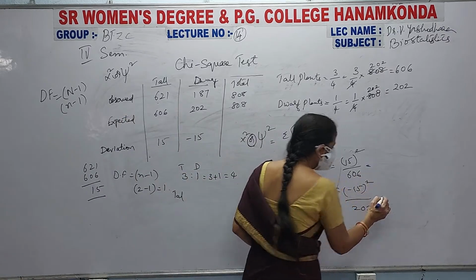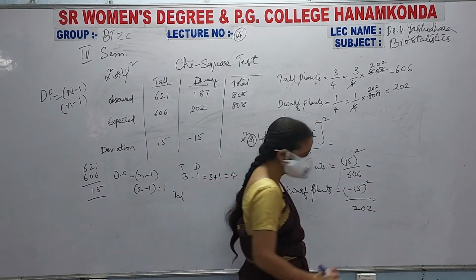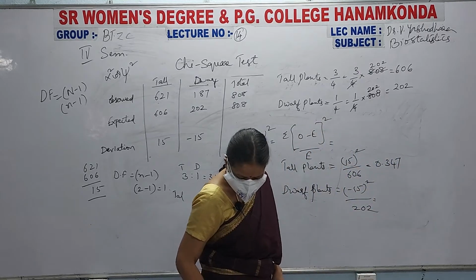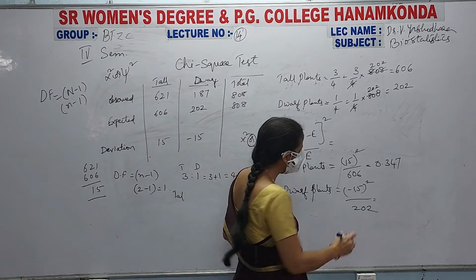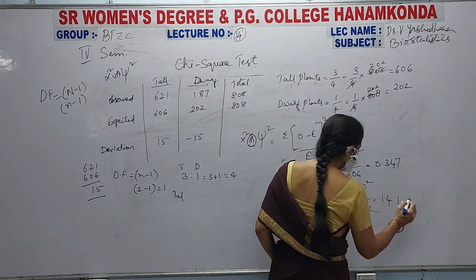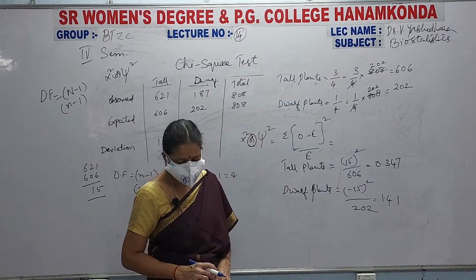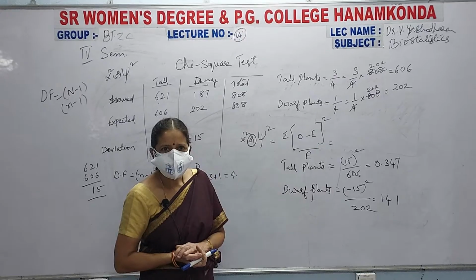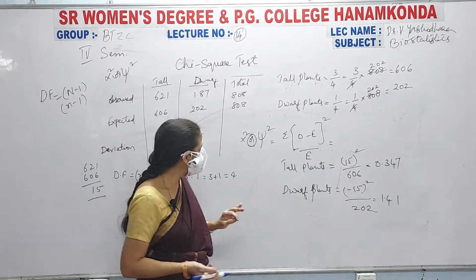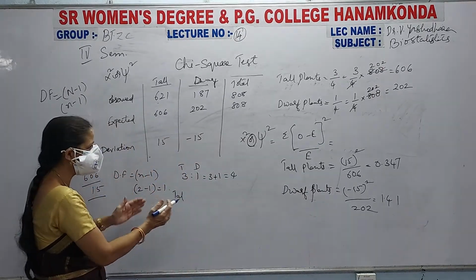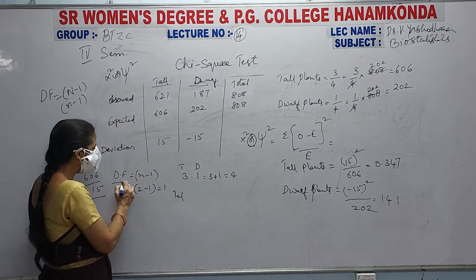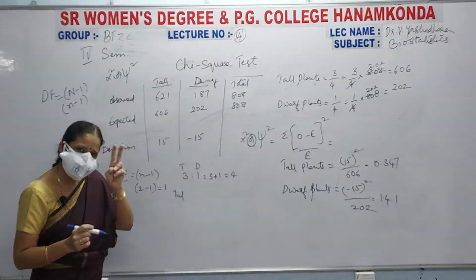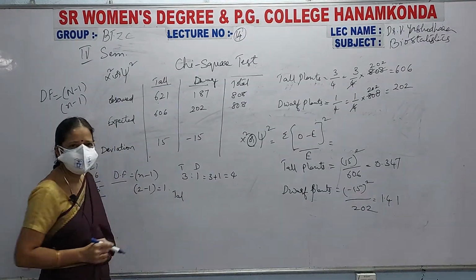What is the result you are getting? See here, I will give you 0.347 and here you got 1.41. Now these are the results you are getting after calculation. Next, coming to the degrees of freedom: degrees of freedom is equal to n minus 1. Here there are 2 possibilities, tall and dwarf, so 2 minus 1 is equal to 1.